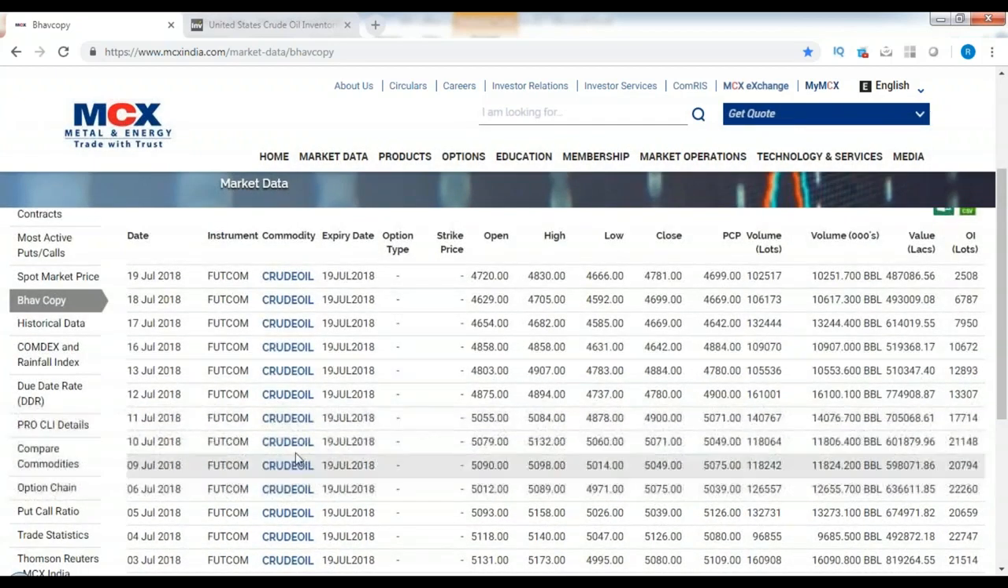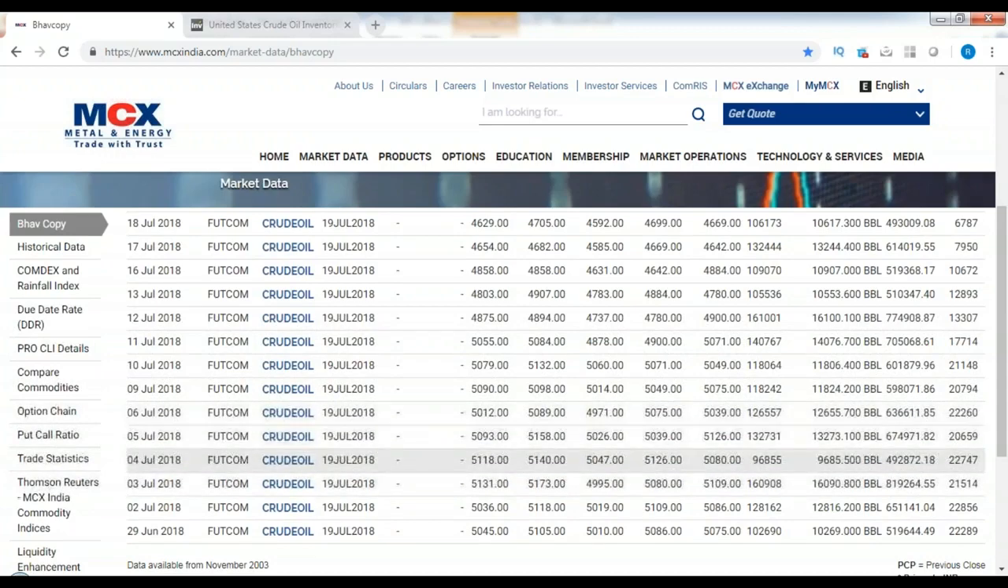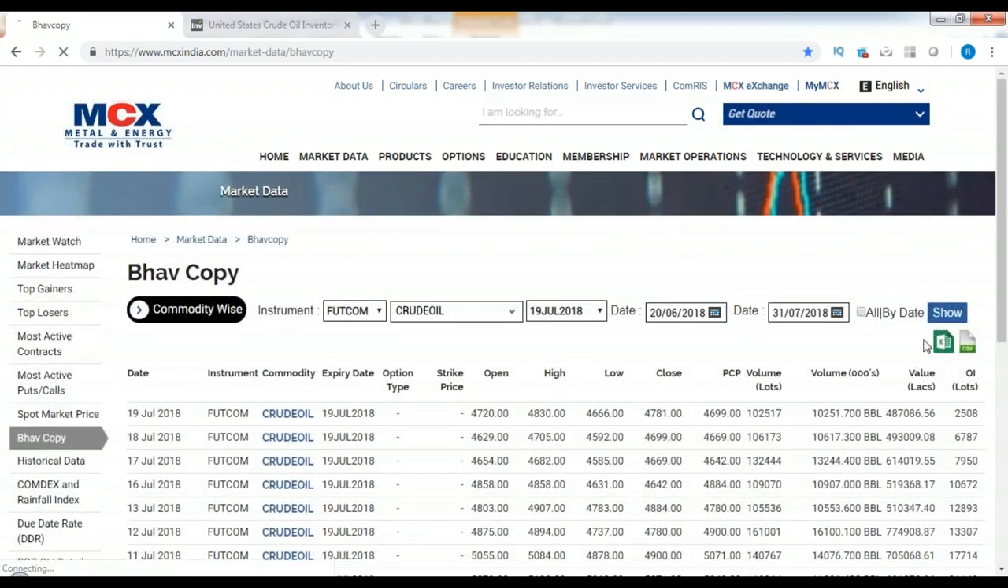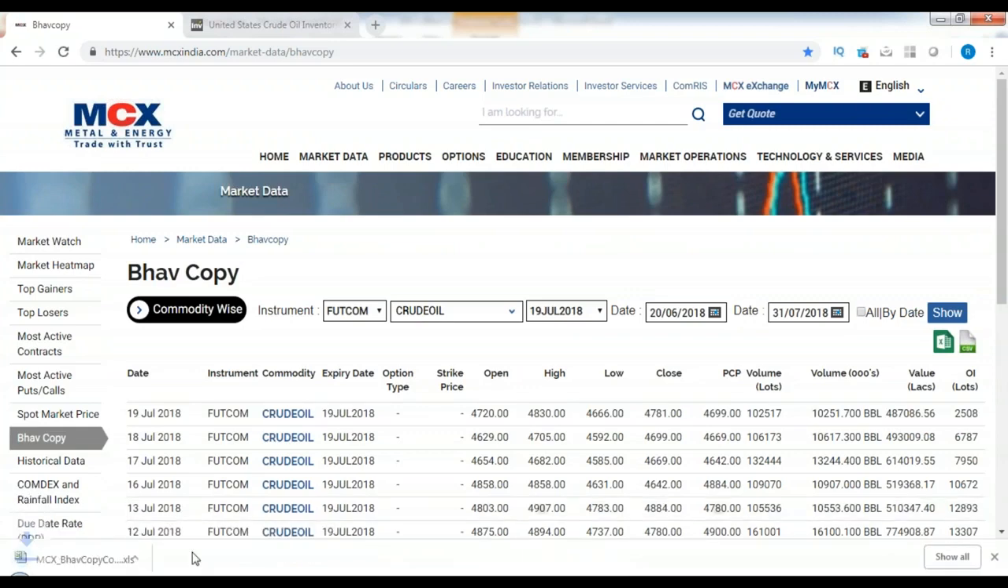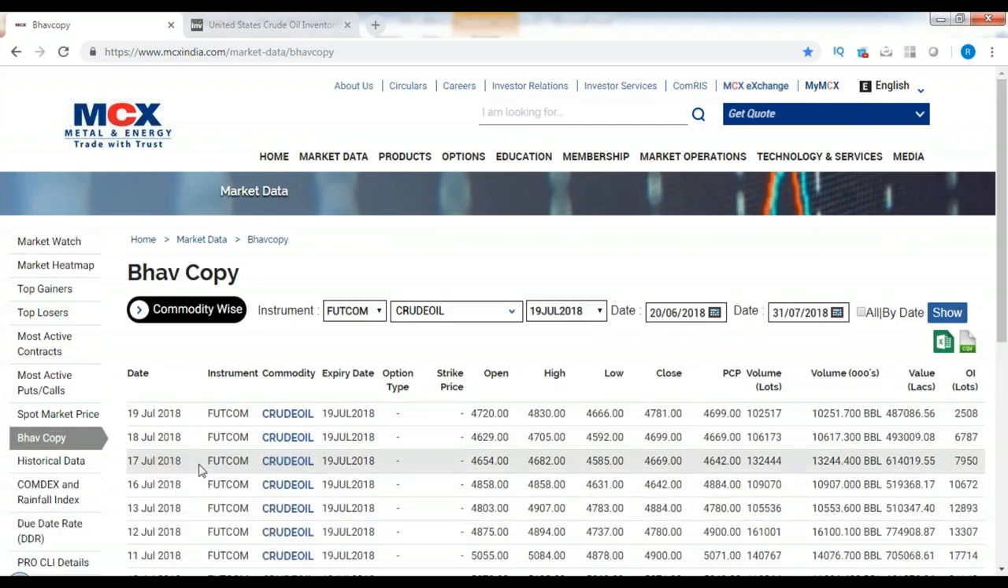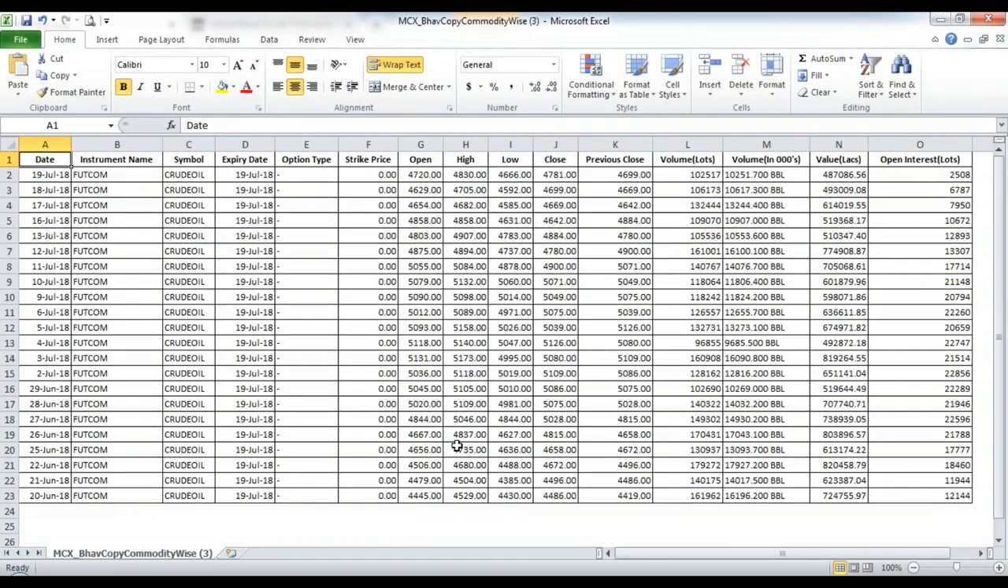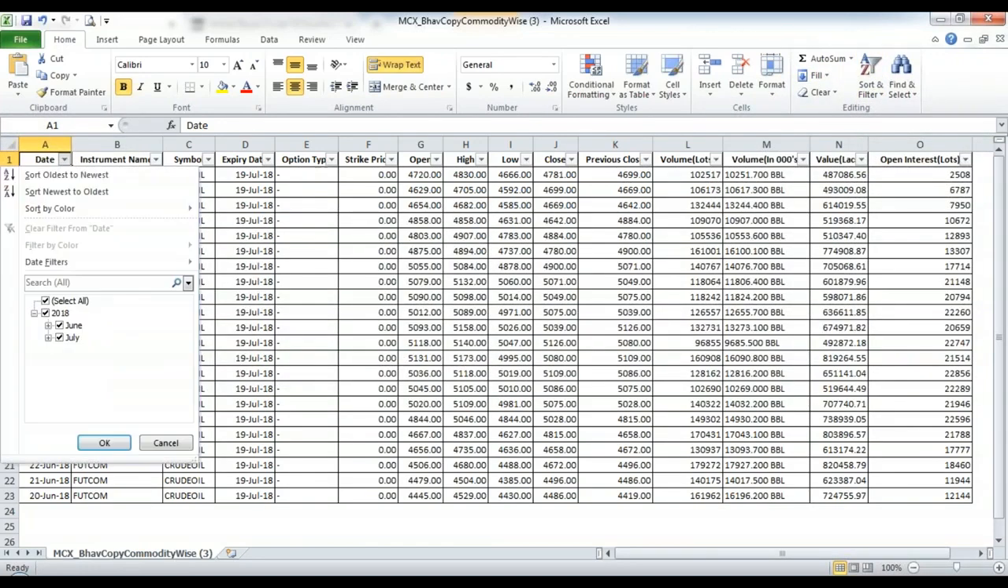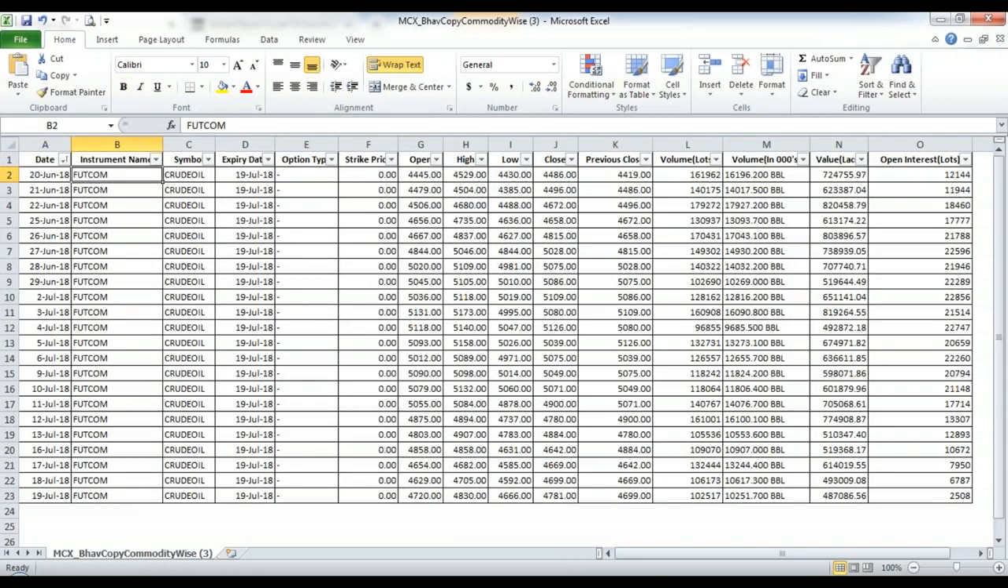Okay, so this is the data, right? July 2018, and the contract is 19 July 2018. So let's download this. Okay, so let's open it now. So this is the data, right? Now let me put a filter and reverse the data. Okay, so 20th of June onwards, this contract started working. Now, 20th of June 2018.